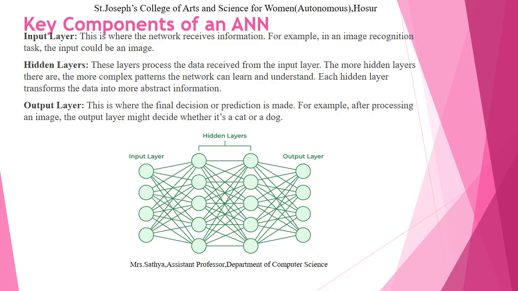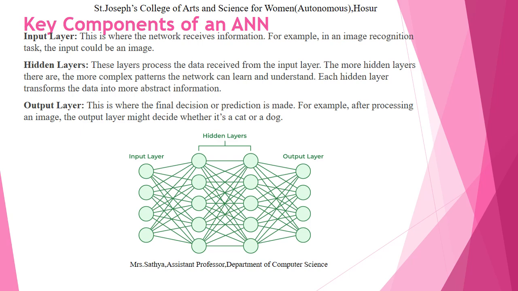The hidden layers process the data received from the input layer. The more hidden layers there are, the more complex patterns the network can learn and understand. Each hidden layer transforms the data into more abstract information. Why do we say abstract information? Because the hidden layer processes complex patterns, so the network can learn and understand the concepts.